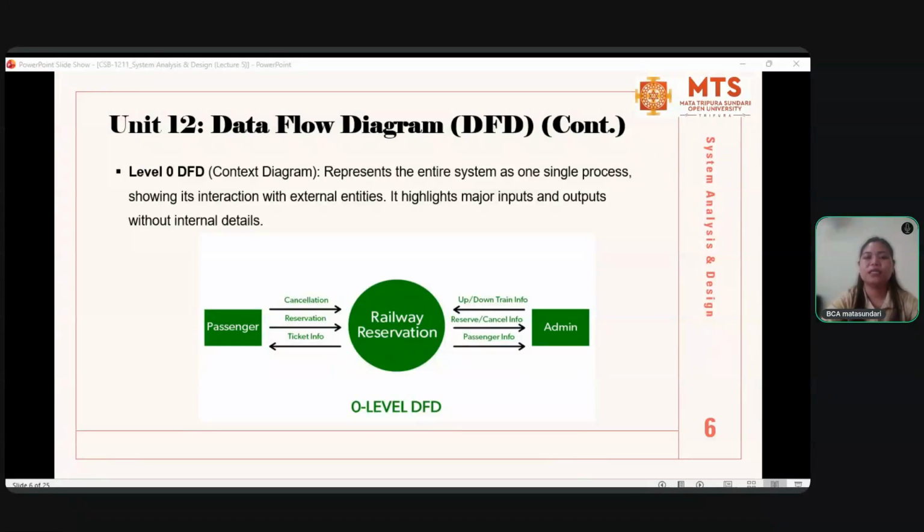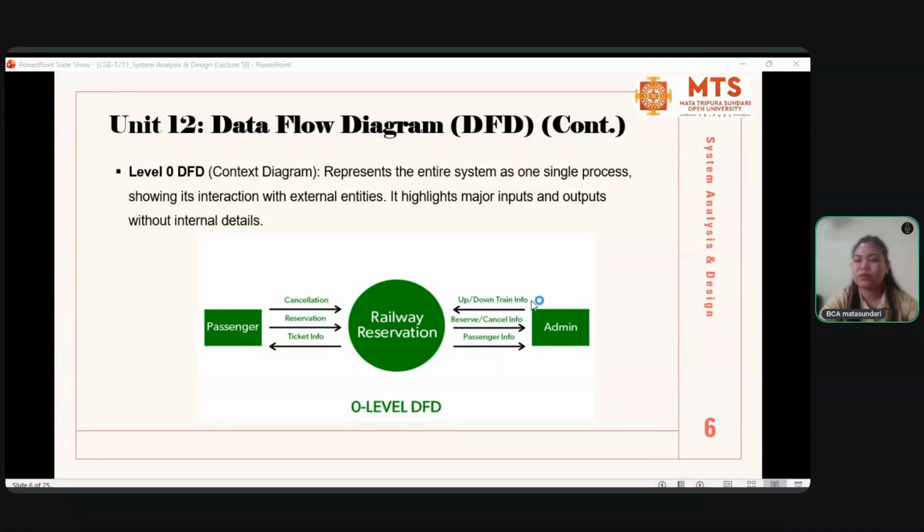Here you can see an example given: railway reservation, passenger, and admin. There will be three sectors: passenger, admin, and railway reservation. The passenger will request a reservation, and it can also request cancellation.